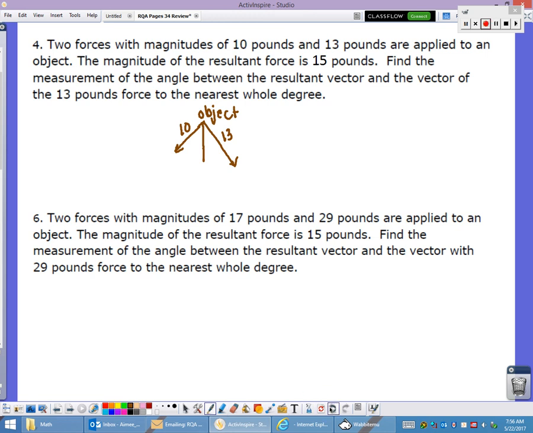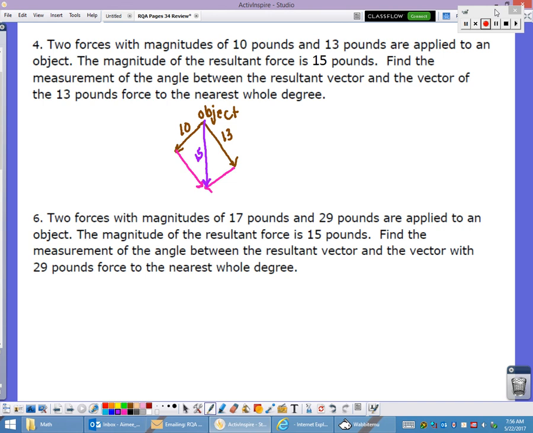That segment that comes between those two vectors is going to be my result. To solve these, the best thing to do is to go ahead and complete a parallelogram. You're going to literally draw a side that matches that vector, and then another side that matches the other vector on the other side, and then your resultant force is what's given to you as the 15. So this is 15.